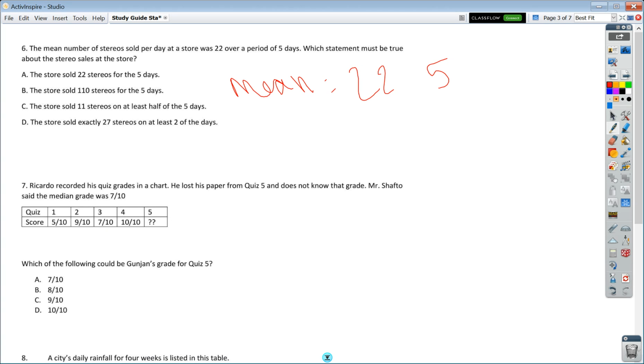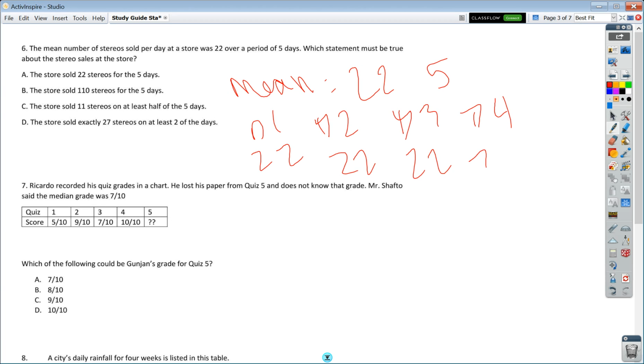So that means on average I have day 1, day 2. So this would be 22, 22 each day. Day 3, day 4, 22. Day 5 would also be 22. So that's 1, 2, 3, 4, 5. So I'll just multiply these. 22 times 5 is going to be 100. And 2 times 5 is 10. So 110. So it says, which statement is true about the sales?